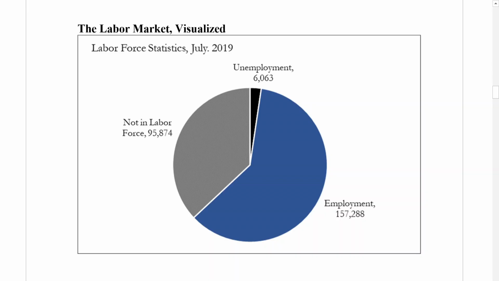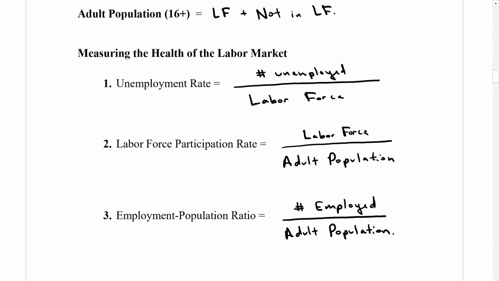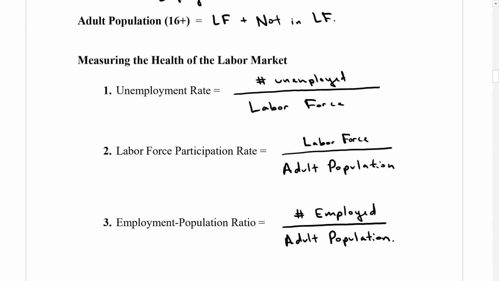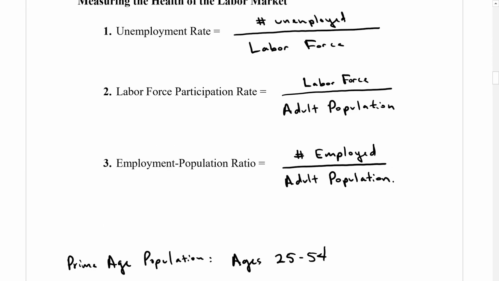In the last video we looked at our definitions for those who are employed, unemployed, not in the labor force, and did our formulas. So actually I'll just pull this up here because we're going to be using those in this video. So we have the labor force, the adult population, and then our three statistics to measure labor market health: the unemployment rate, labor force participation rate, and the employment population ratio. So we covered all that in the last video. Go check that out if you haven't.